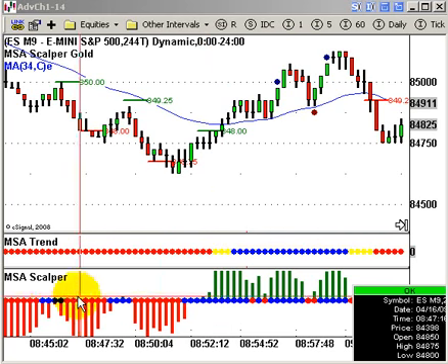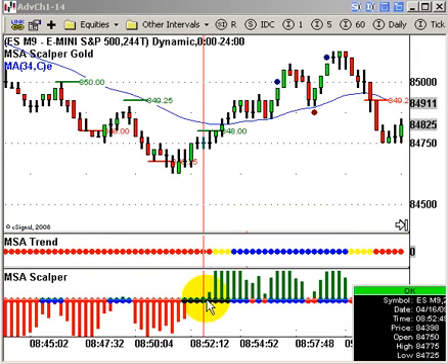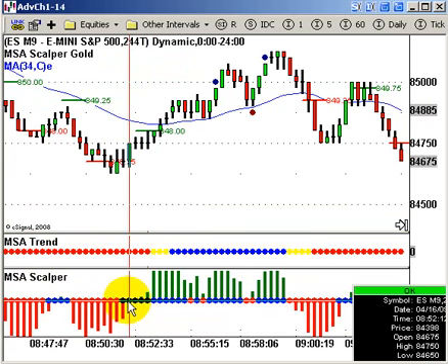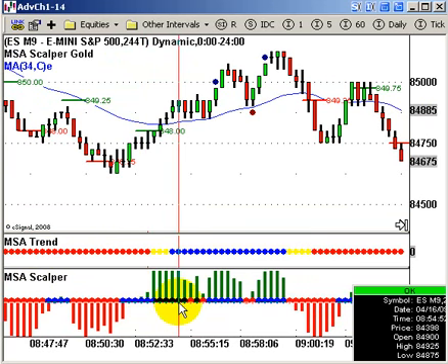The scalper line down here, this is what you look at once you're in the trade. If the scalper dots are blue, that means you can stay long. If they start turning red, it's caution. If you're long and you get two red dots on your scalper line in a row, you know you need to place a stop.